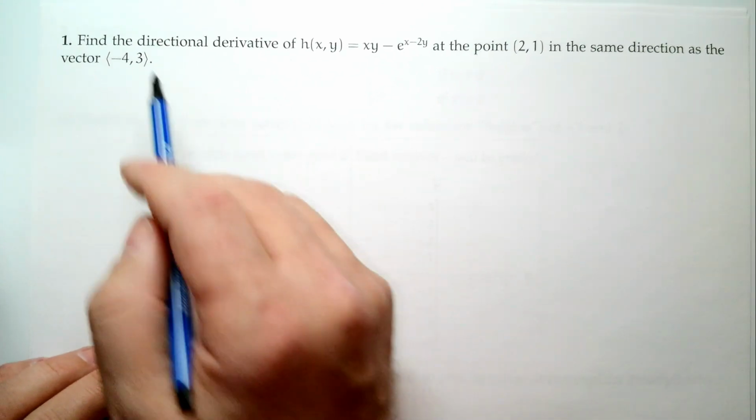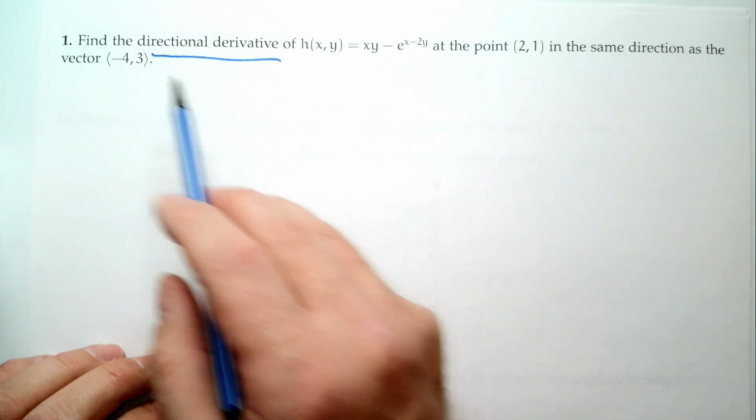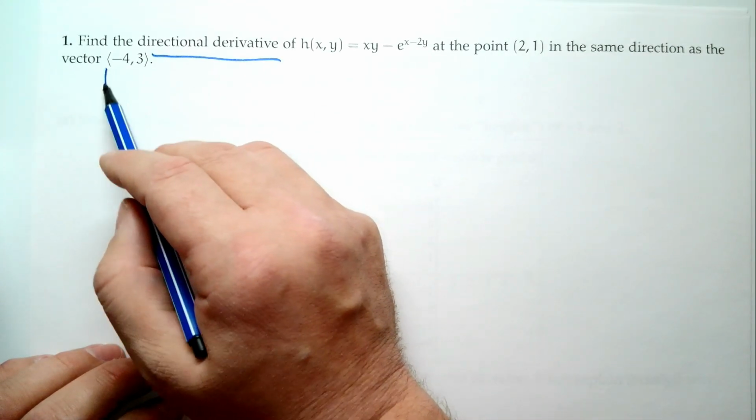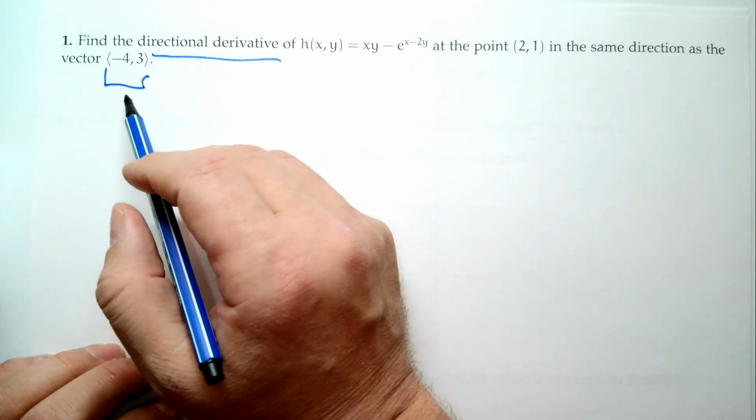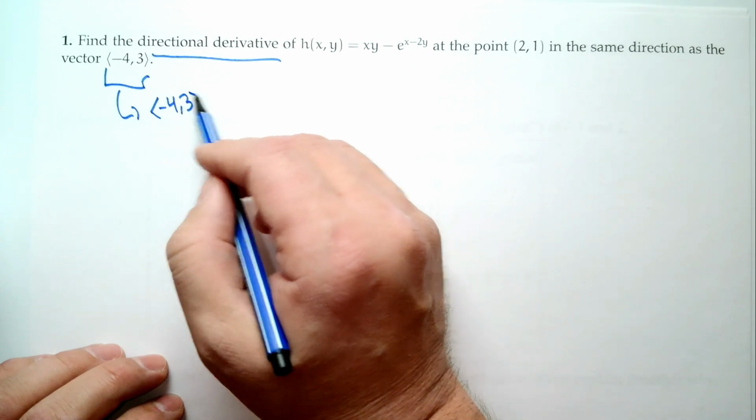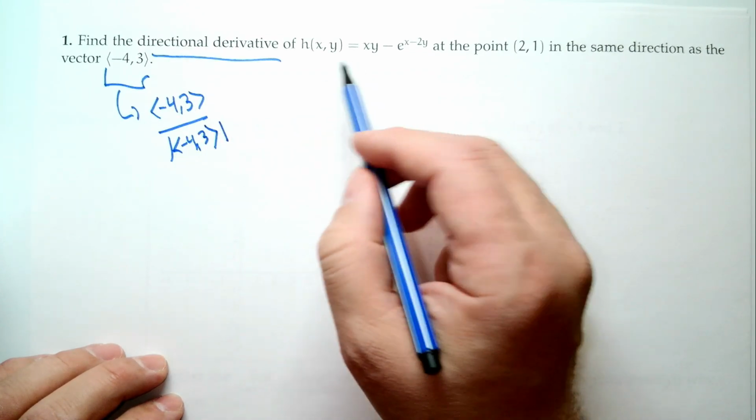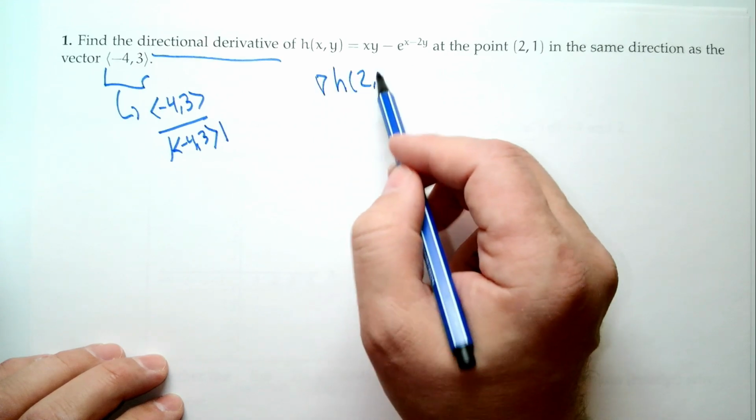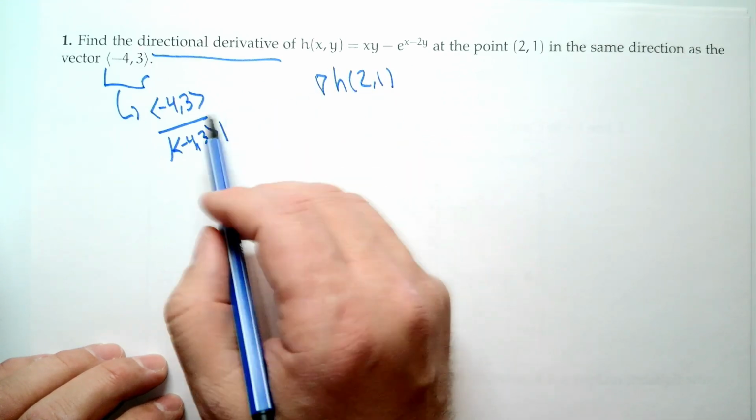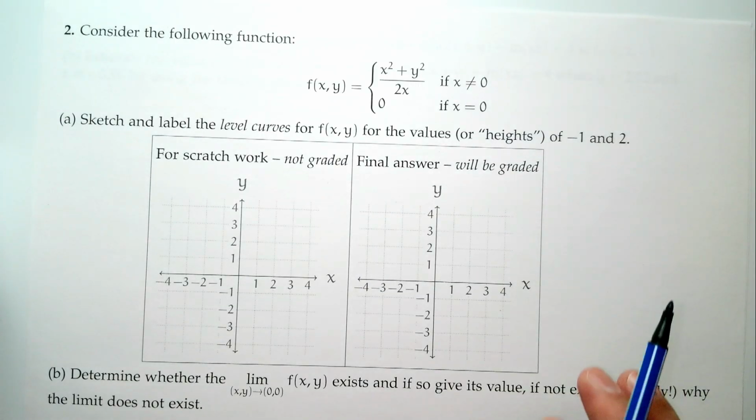Okay. Find the directional derivative of this at the point 2, 1 in the same direction as the vector negative 4, 3. Now what's wrong with this vector? Not a unit. Make it unit. So take negative 4, 3 and divide by the magnitude of negative 4, 3. And now, remember, you just find the gradient of h at 2, 1. Once you have these two pieces, you dot them. That's the directional derivative. Life is good. Directional derivatives are pretty easy to find.